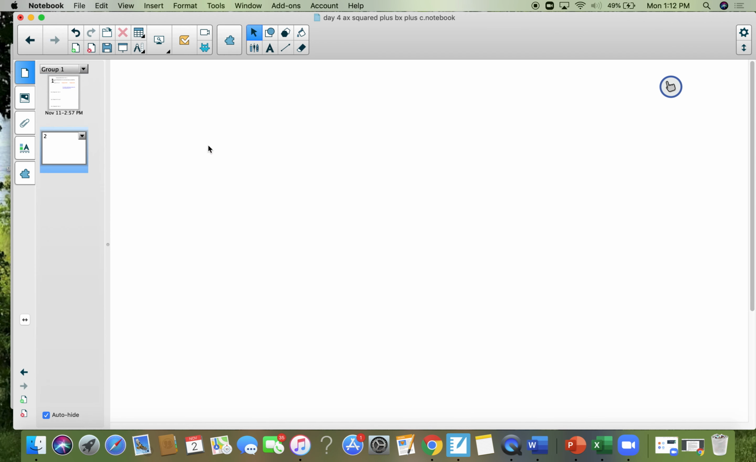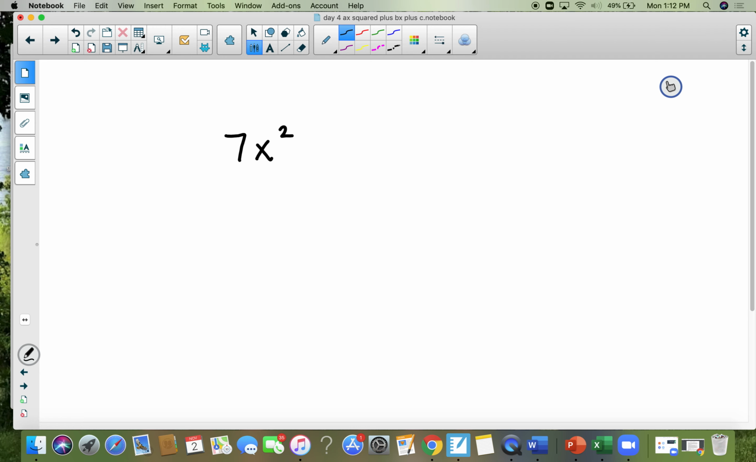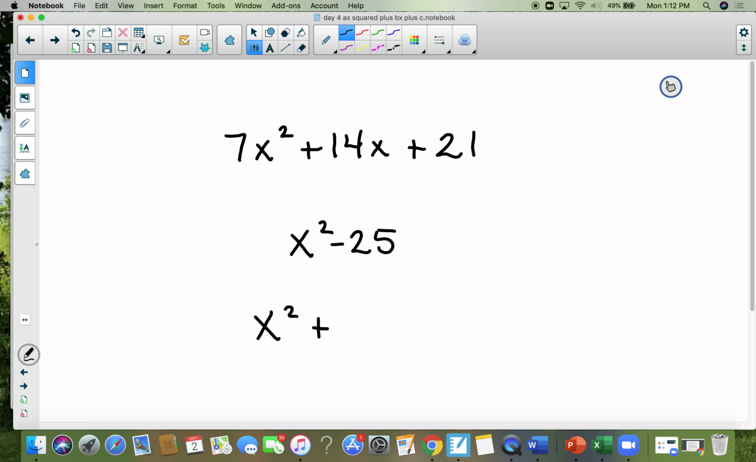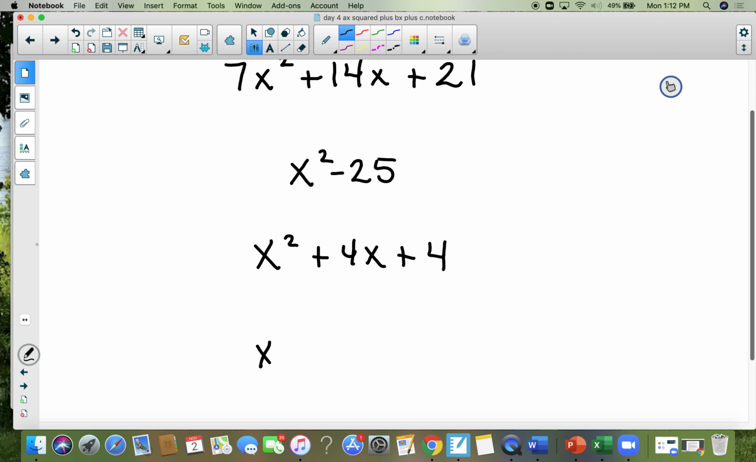Okay, before I start, let's just go over all the different types of factoring that we've learned so far. So I'll give you 7x squared plus 14x plus 21 is one. X squared minus 25 is another method. That was another method. Is another method. So these are the four methods that we've learned so far.